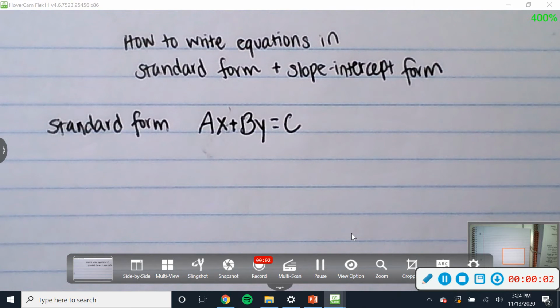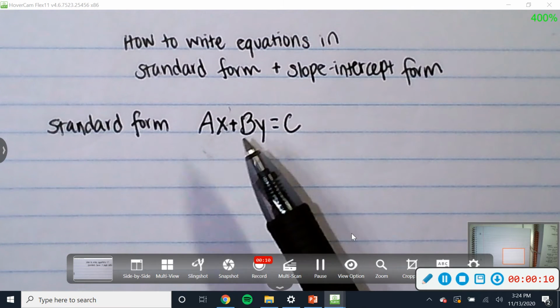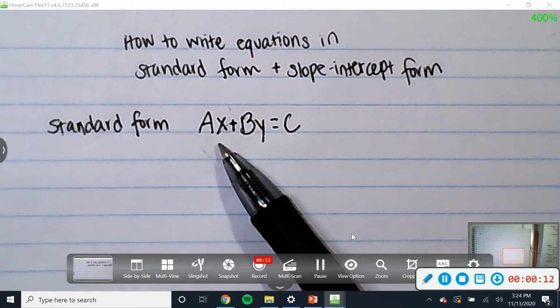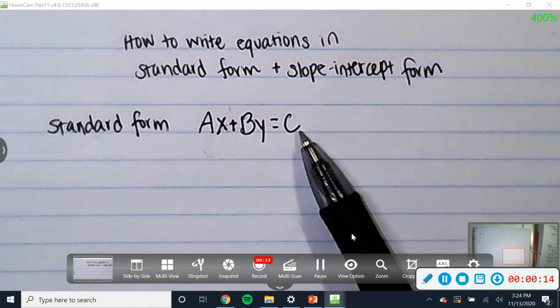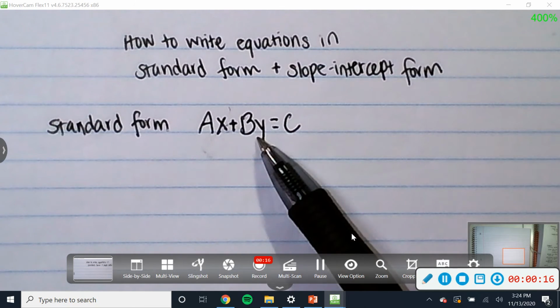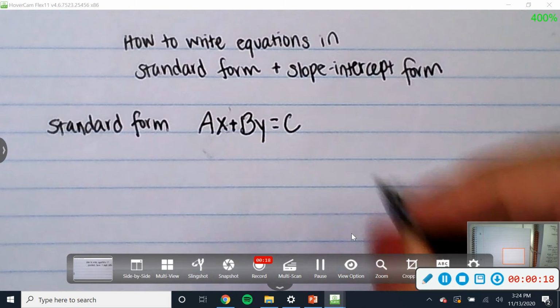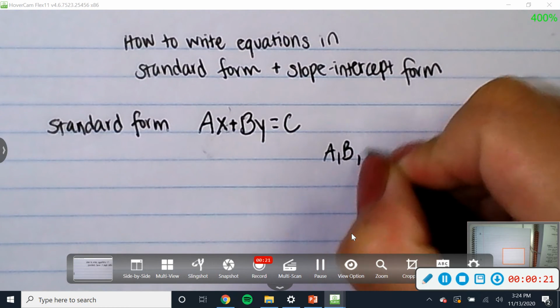Today we're going to be looking at how to write equations in standard form and slope-intercept form. So I've written standard form up here. Standard form is always written as ax plus by equals c. So x and y are our variables, and a, b, and c stand for numbers.